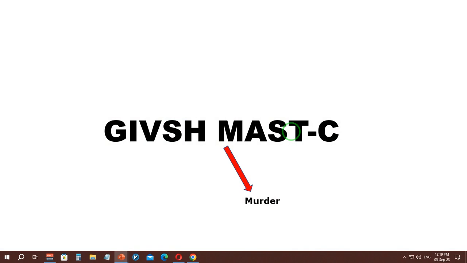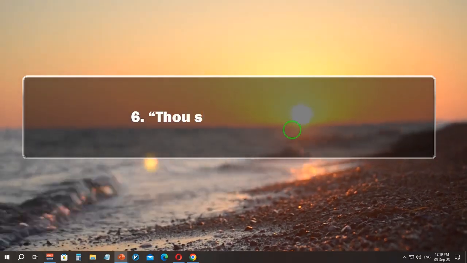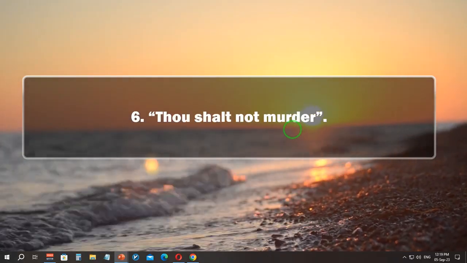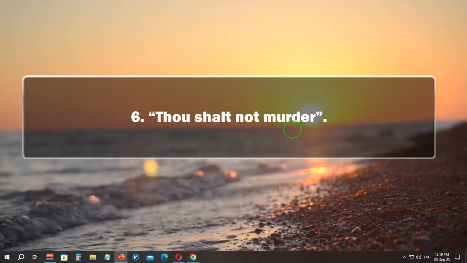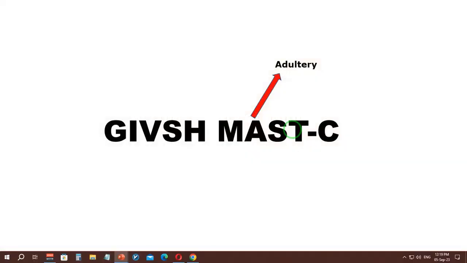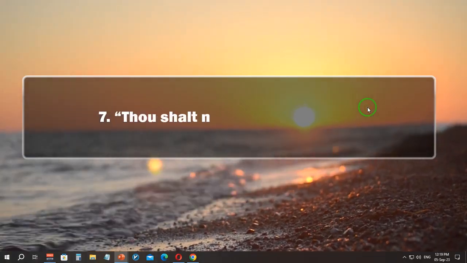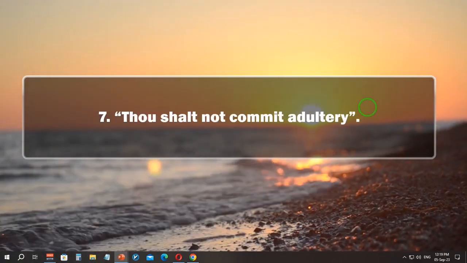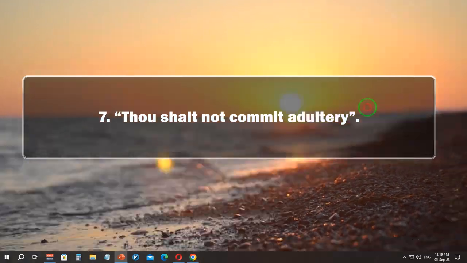So what is our sixth commandment? Thou shalt not commit murder. That's the sixth commandment. The seventh letter, A, stands for adultery. What's the seventh commandment? Thou shalt not commit adultery.